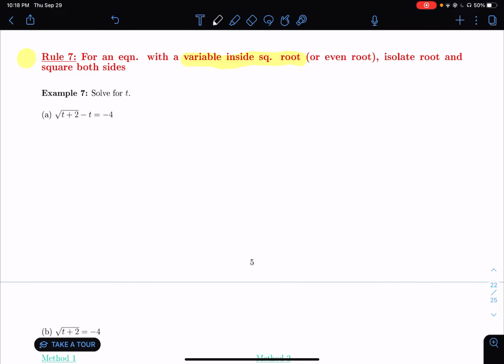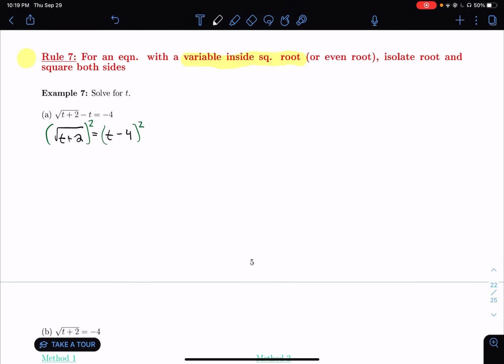All right, so let's look at an example. In part A, I've got the square root of t plus 2, minus t, equals -4. First I want to try to isolate that root. So I've got the square root of t plus 2. Let's add this t to the right, so we'll get t minus 4. And now let's square both sides. I'm going to square the left side, square the right side.